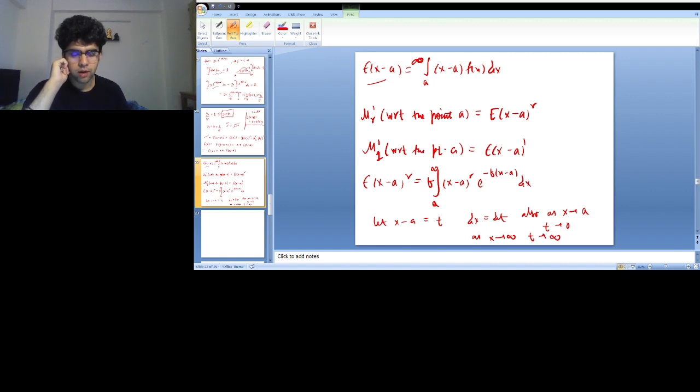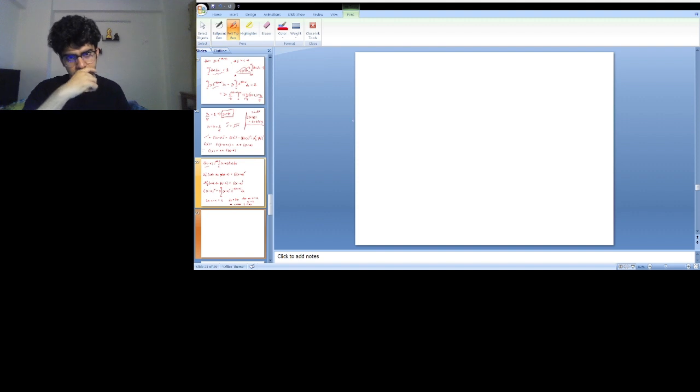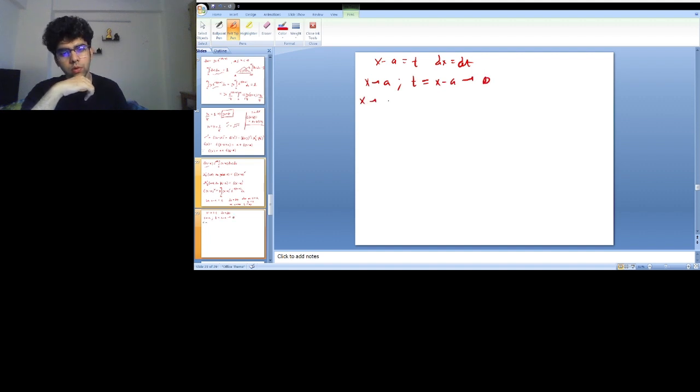So just see here, right? When x goes to a, a minus a, t goes to 0. When x goes to infinity, infinity minus a is equal to infinity, so t goes to infinity. So my limits for t are, let me write this again: x minus a is t, dx is dt. As x goes to a, t which is x minus a goes to 0. As x goes to infinity, t which is x minus a goes to infinity, right? This is 0.